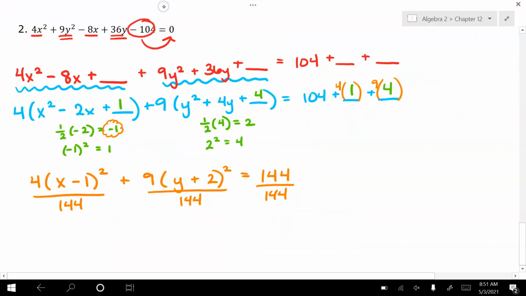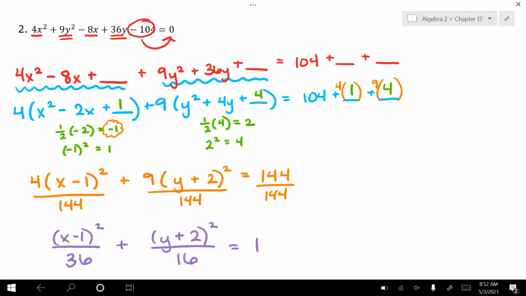So then what happens here is I'm going to reduce like 4 over 144. So 4 can go into that 36 times. So I'm going to rewrite this as x minus 1 squared over 36. 9 can go into 144 16 times. So I can reduce this one as well. So it's going to say y plus 2 squared over 16. And then equals 1. So now I'm in my ellipse form.